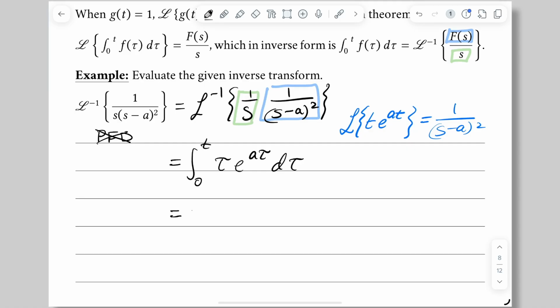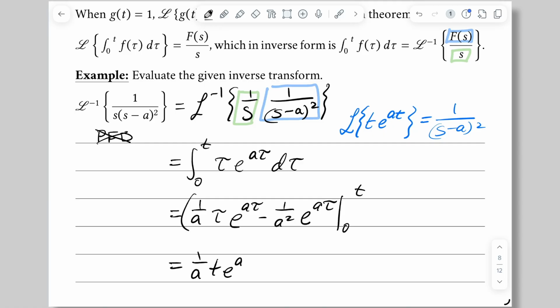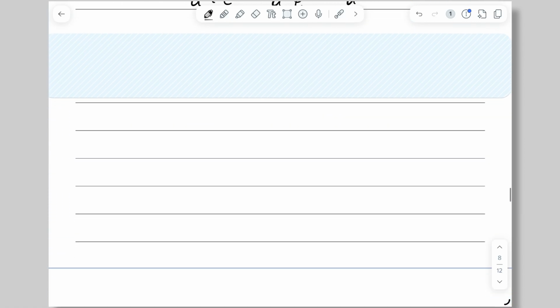Using integration by parts, we get 1 over a times tau e to the a tau minus 1 over a squared e to the a tau, all evaluated from 0 to t. So we get 1 over a times t e to the at minus 1 over a squared e to the at plus 1 over a squared. As usual, when I skip all those steps, I encourage you to verify on your own.